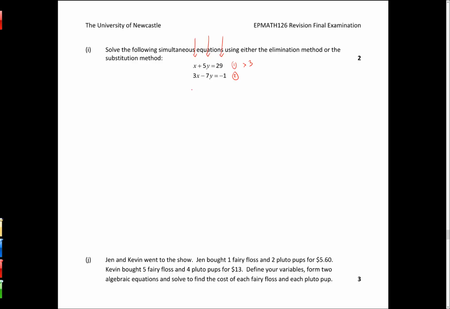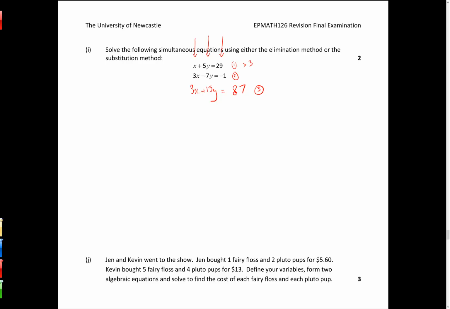So instead of x, I've now got 3x. Instead of plus 5y, I've got plus 15y. Instead of equals 29, I've got equals, 3 20s is a 60, and 3 9s is a 27. So equals 87. I'm going to call that equation 3 now. So if I've got equation 2 there and equation 3 there, I've got to do a subtraction.